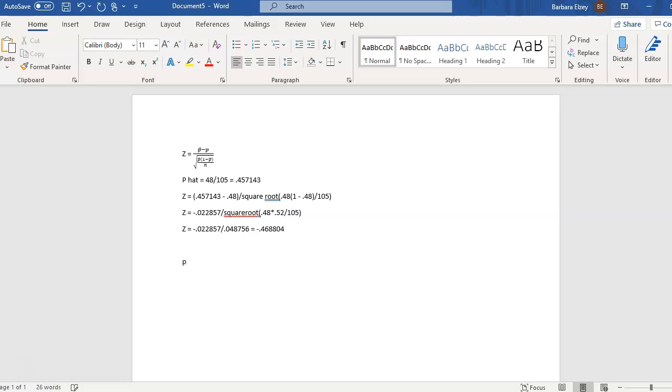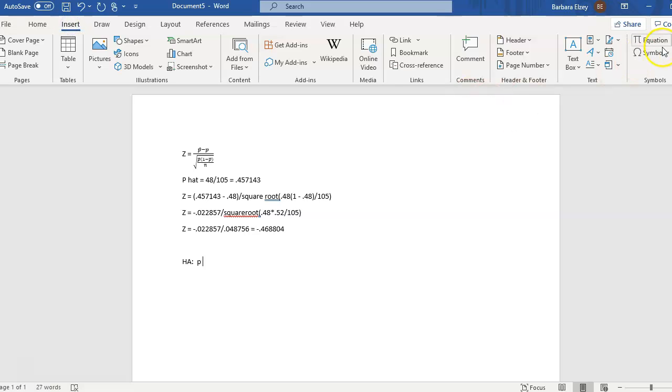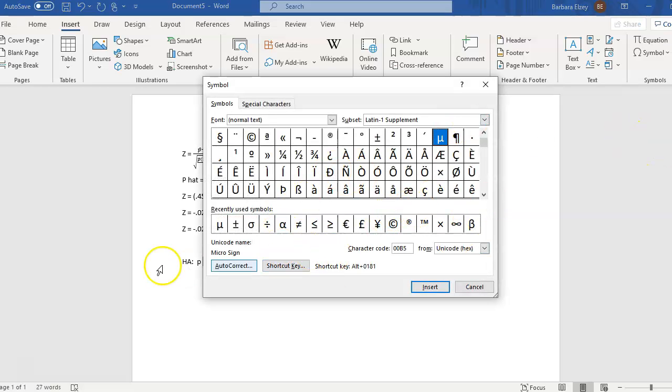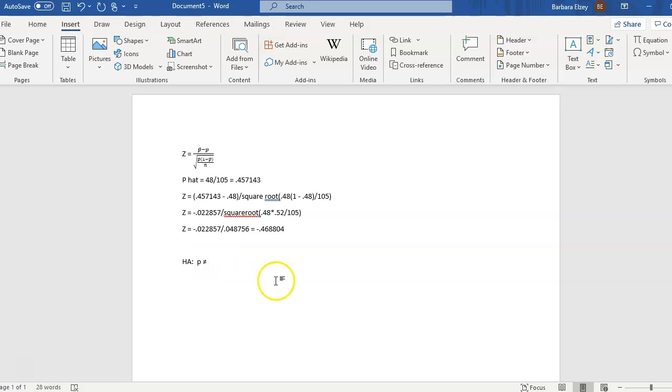We've got P, our alternate, is P is not equal to, and let me see if I can find the symbol for not equal to. 0.49. So our alternate is P is not equal to 0.49. Now, we're going to proceed in the same way that we did with a mean when we had a not equal to for our alternate.